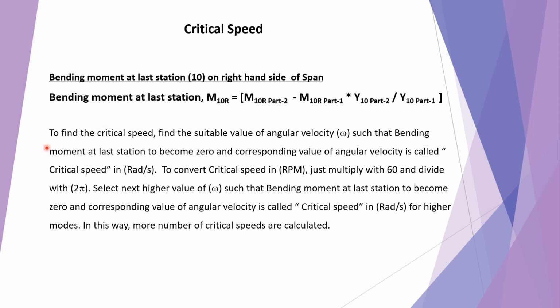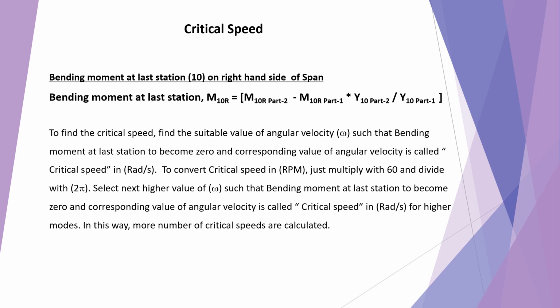So to find the critical speed, find the suitable value of angular velocity omega such that the bending moment at the last station, that is station number 10, becomes 0, and the corresponding value of angular velocity is called the critical speed in radian per second. To convert the critical speed to RPM, just multiply by 60 and divide by 2 pi.